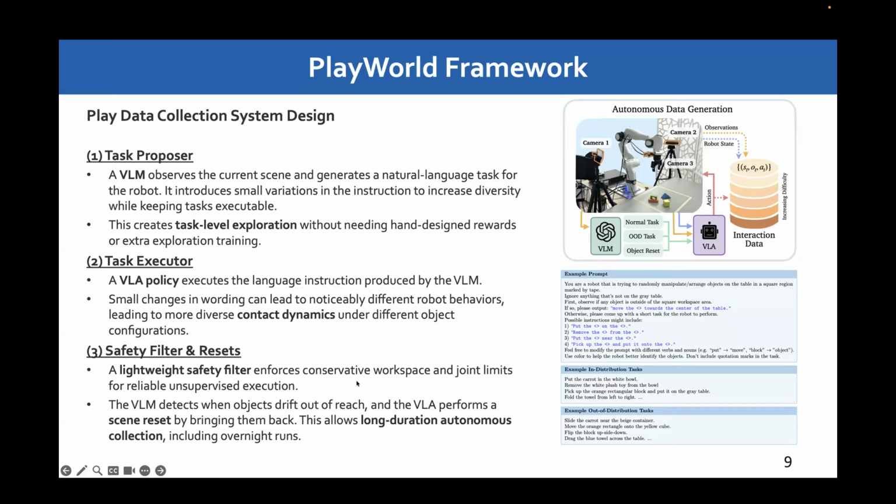So for the task proposer, what they do is they have a VLM observe the current scene, and then generate a natural language task for the robot. For example, here on the right side, there are the prompts that are used to generate the natural language tasks. And they introduce small variations in the instruction. This is because they want to increase the diversity of the tasks, but still keep the task executable within the distribution. And this creates task level exploration without needing to hand design anything in the training phase.